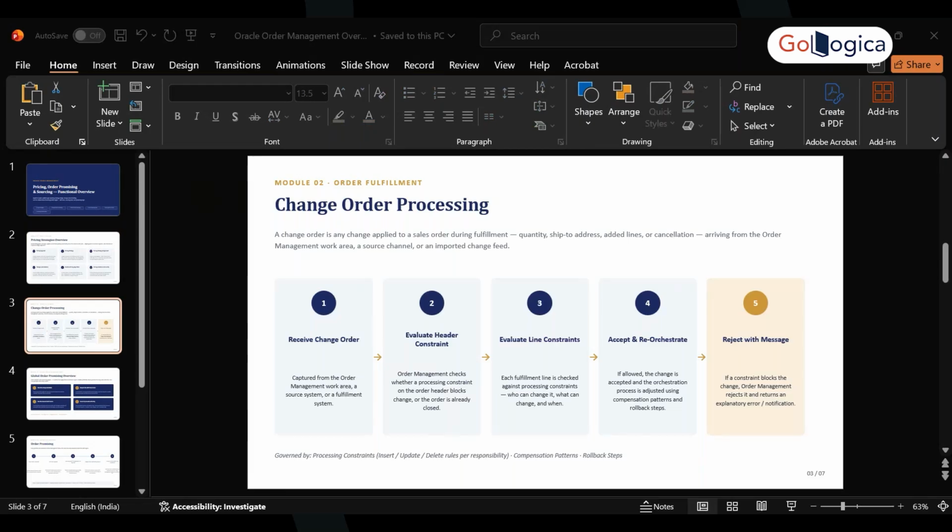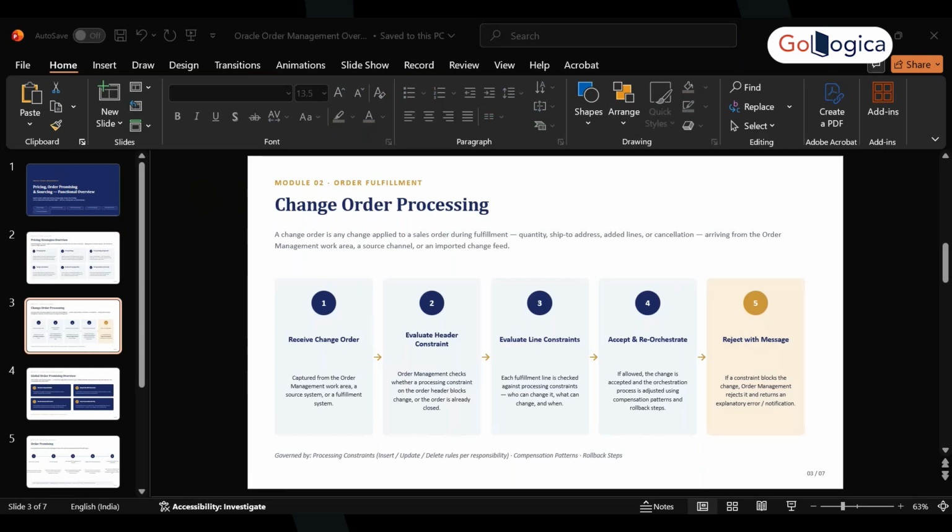For example, if there is a quantity increase, Oracle may need to reserve the additional inventory, recalculate the pricing, perform the ATP check, schedule it again, and generate the additional shipping instructions. And if the shipping address changes, Oracle may need to select a different warehouse, calculate new freight charges, update shipping documentation, and recalculate delivery dates. Oracle performs these adjustments automatically without requiring users to manually restart the fulfillment process. And this intelligent recalculation is one of the key strengths of Oracle Fusion Order Management.